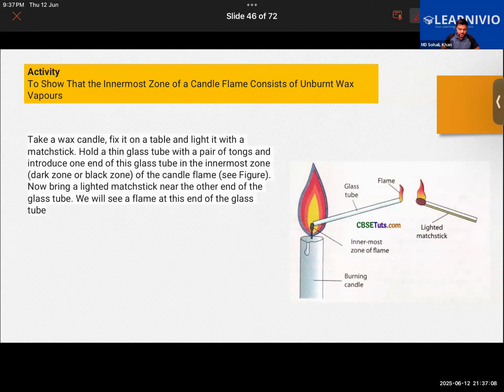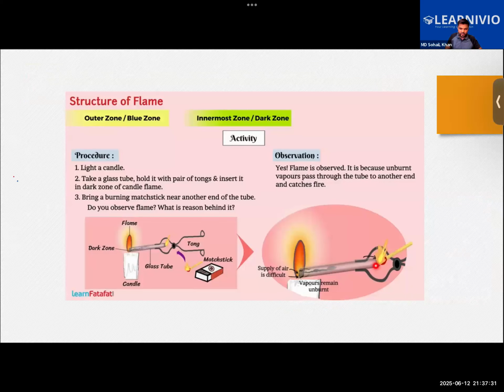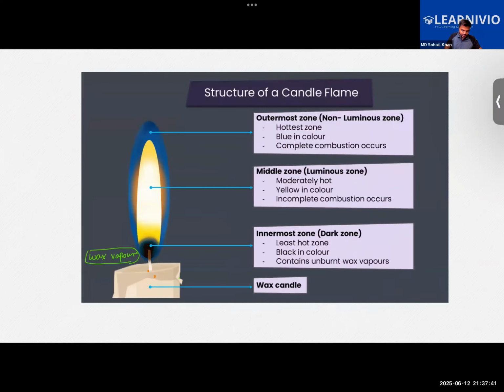So the activity is to show that the innermost zone of the candle flame contains unburnt wax vapors. You take a wax candle, fix it on a table, and light it with a matchstick. Then hold a thin glass tube with a pair of tongs, as you can see here. We are holding the mouth of the glass tube in the innermost zone.